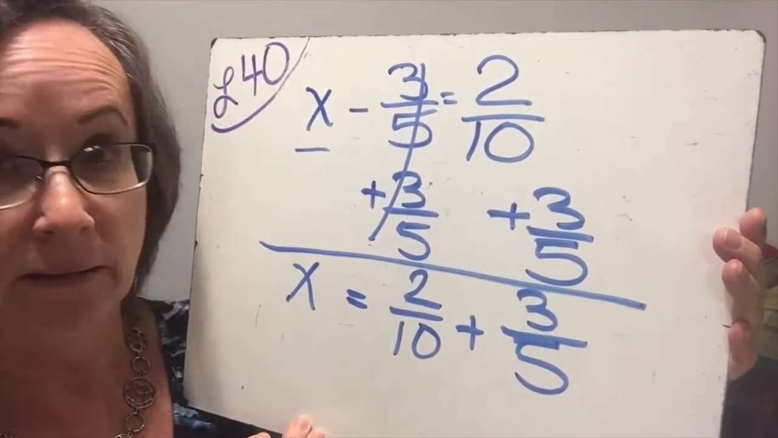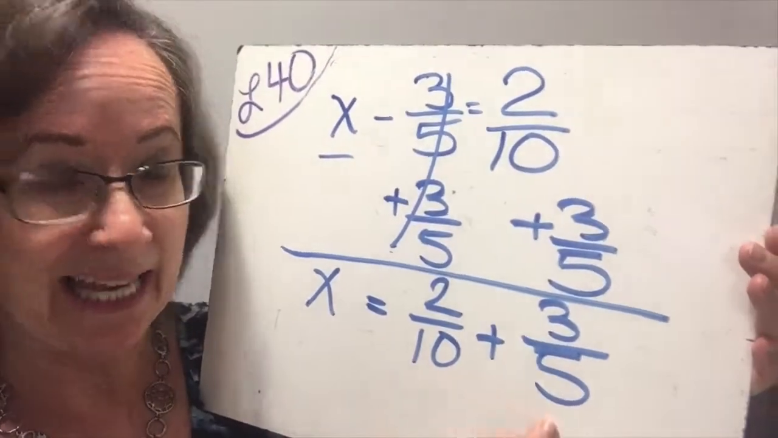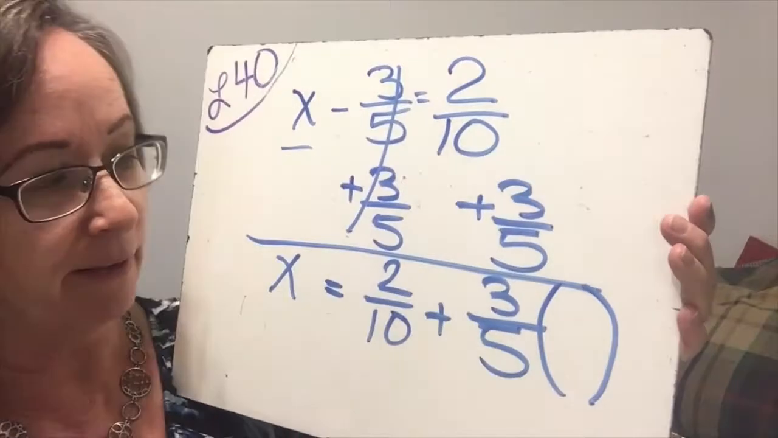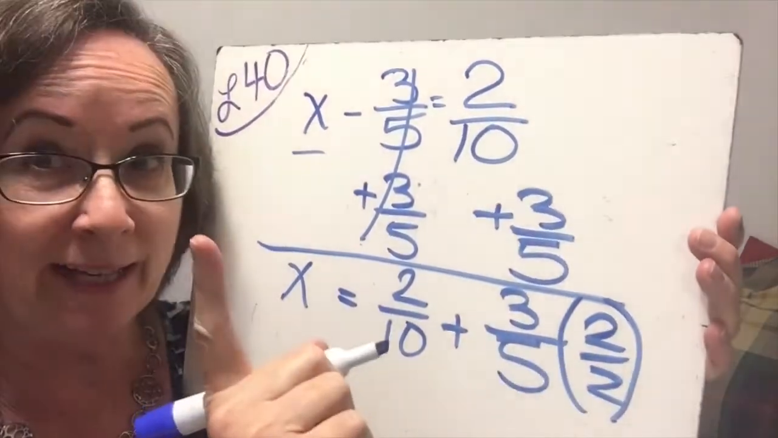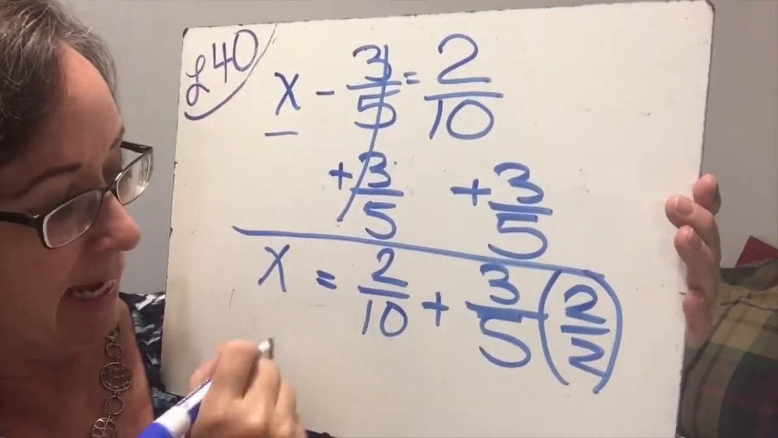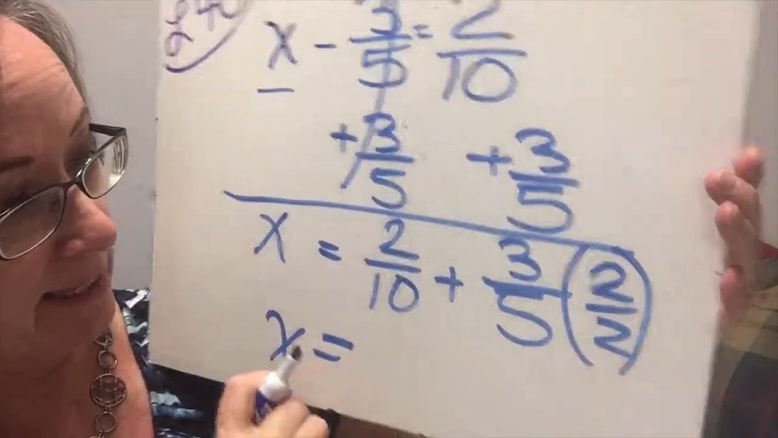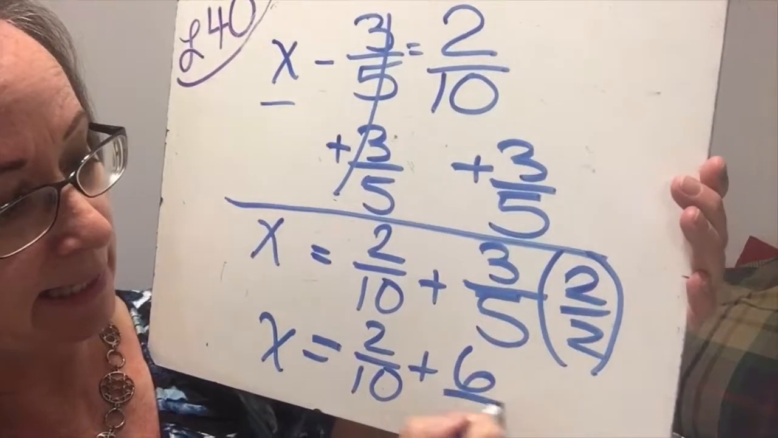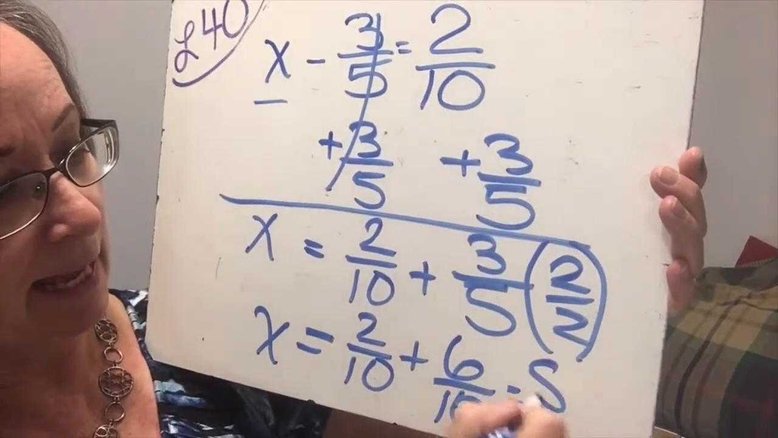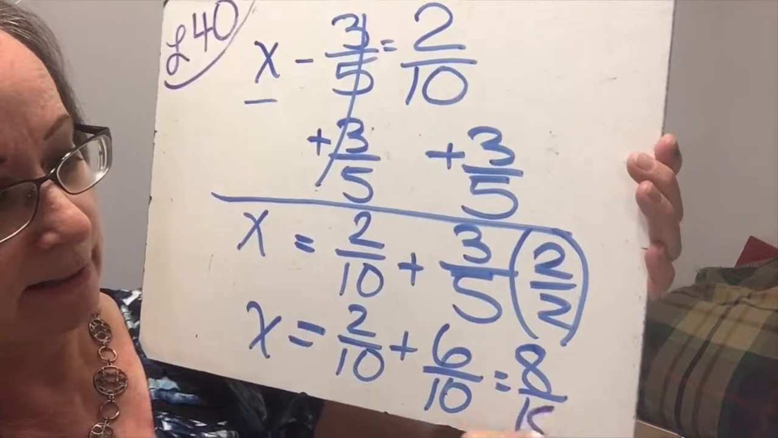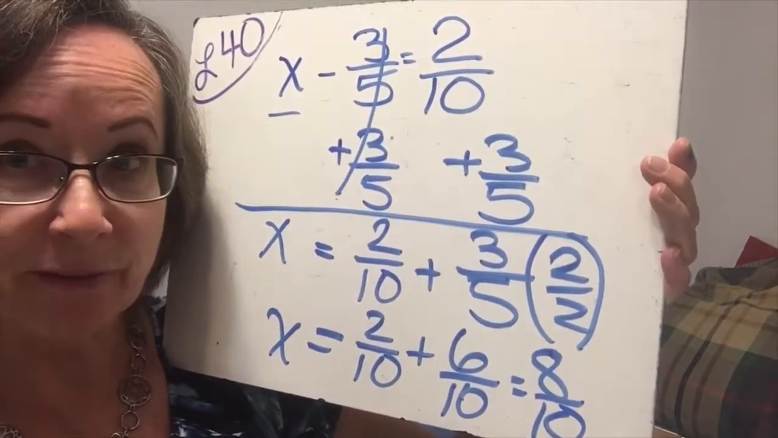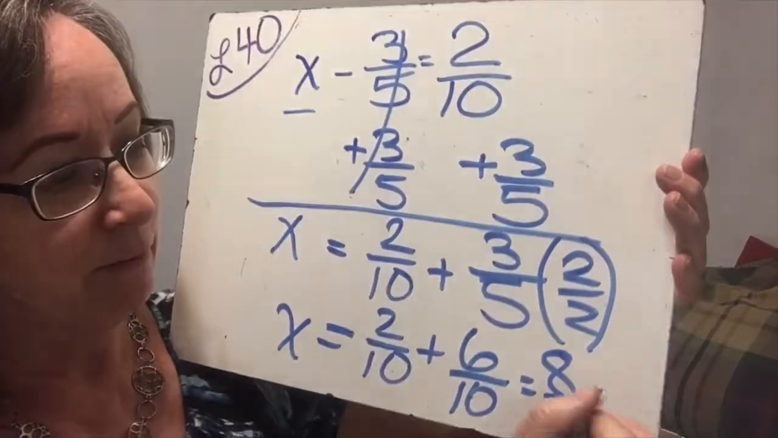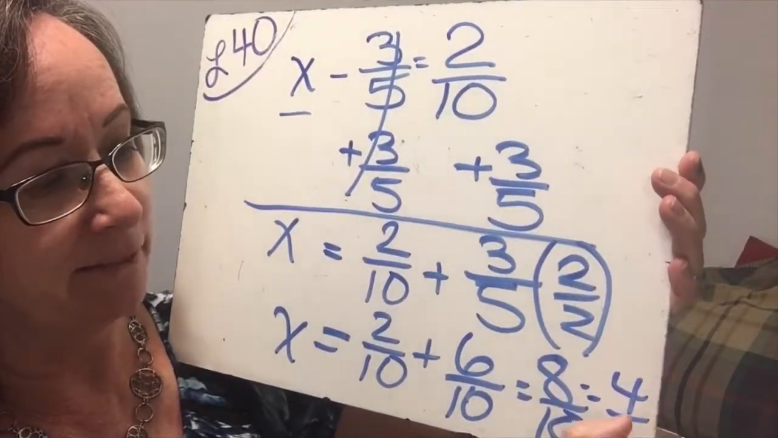Okay, well, they both go into 10, so let's just change this one. We're going to multiply the 3/5 by 2 over 2, which is 1. It doesn't change anything, and we're going to get x is 2/10 plus 6/10 is 8/10, but 8/10 will simplify. Divide by 2 on the top and divide by 2 on the bottom, and we end up with 4/5.